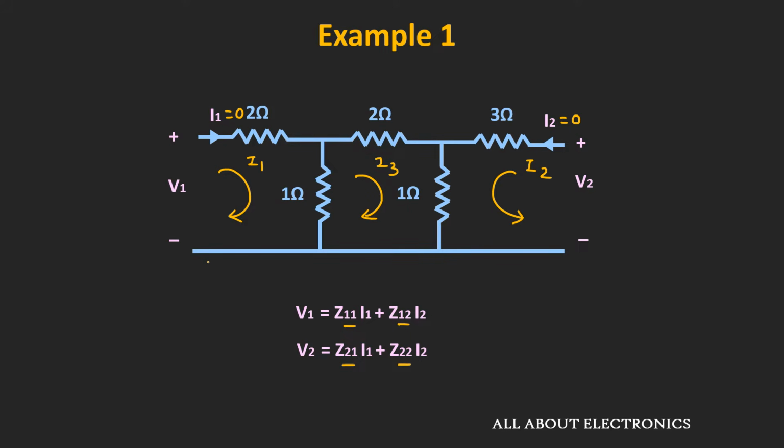And in the second method, we can write down the KVL equations for these three meshes and we can find the expression of V1 and V2 in terms of I1 and I2. So in this way, the coefficients of I1 and I2 will represent the Z parameters. So in this particular example, we will follow the second method.